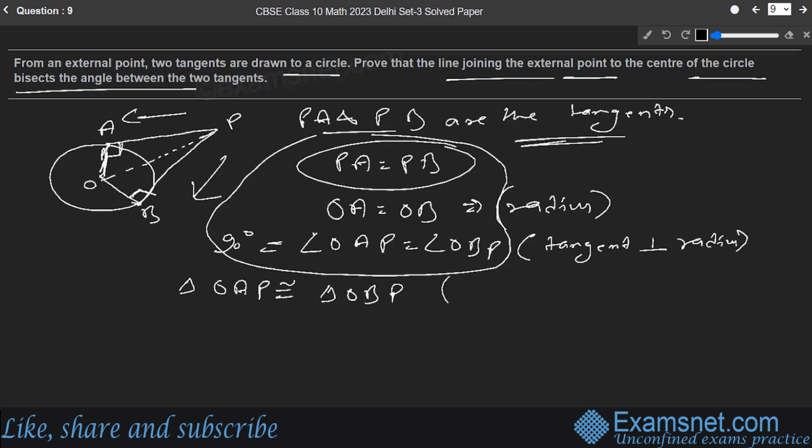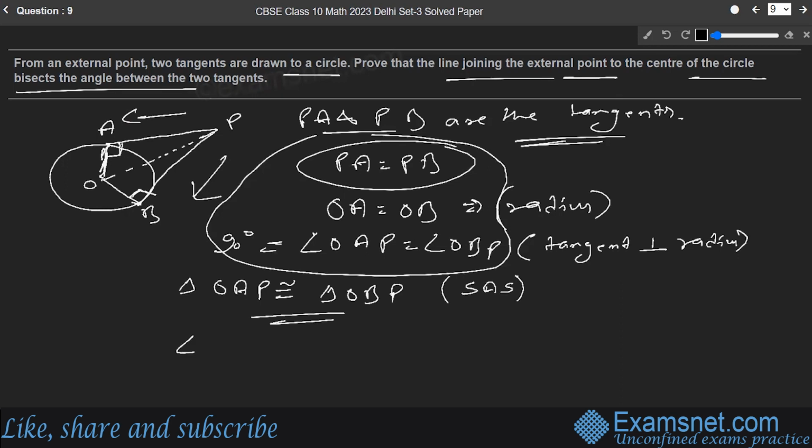For which axiom has been used, we can easily say that the side angle side axiom has been used. So if side angle side has been used, we can say that triangle OAP is congruent to triangle OBP. If these two triangles are congruent, then every angle and every side of these two triangles will be equal to each other.